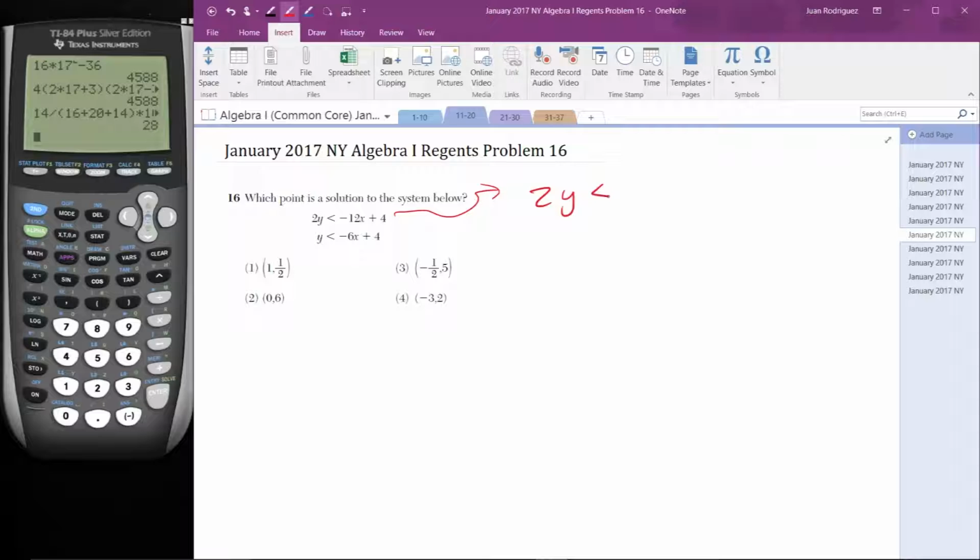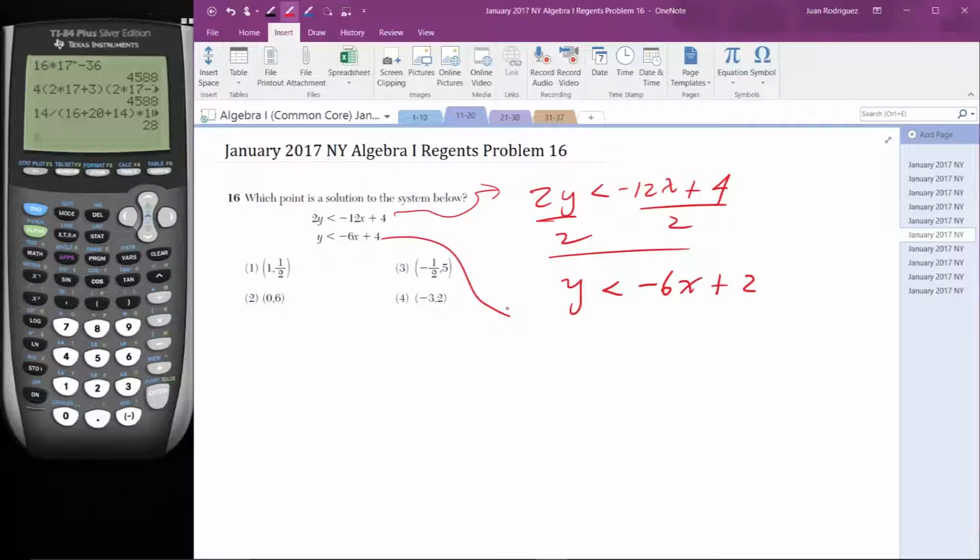So 2y is less than negative 12x plus 4. I'm going to divide both sides by 2. And I get y is less than negative 6x plus 2. And then the second one also gives us that y is less than negative 6x plus 4. Both of those are true.